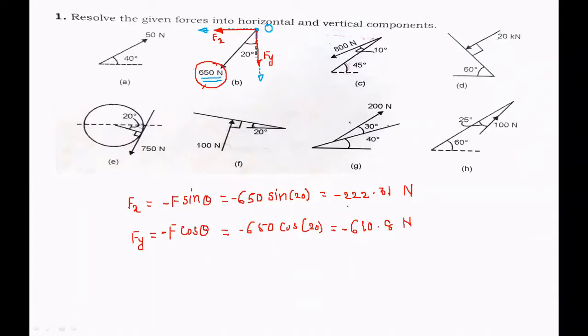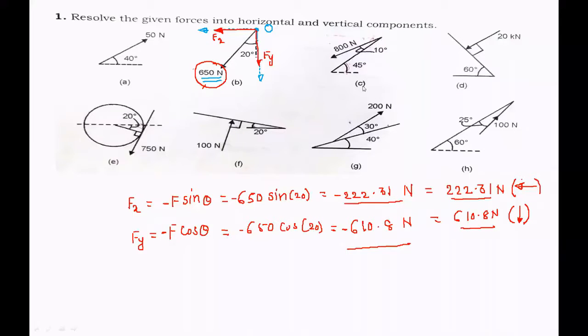Okay. Now how to represent the direction of these forces? From this sign, we already know that this is the negative x direction and this is the negative y direction. But the representation is 222.31 Newton in the negative x direction. So we have to indicate this arrow towards the negative x direction. And second, 610.8 Newton. This is the y component and it is negative. That means it must be directed in the negative y direction. Okay. So I hope this resolution is clear to you.